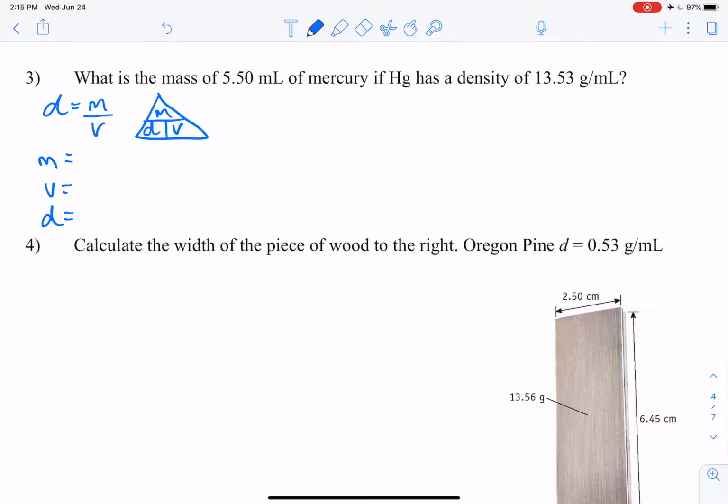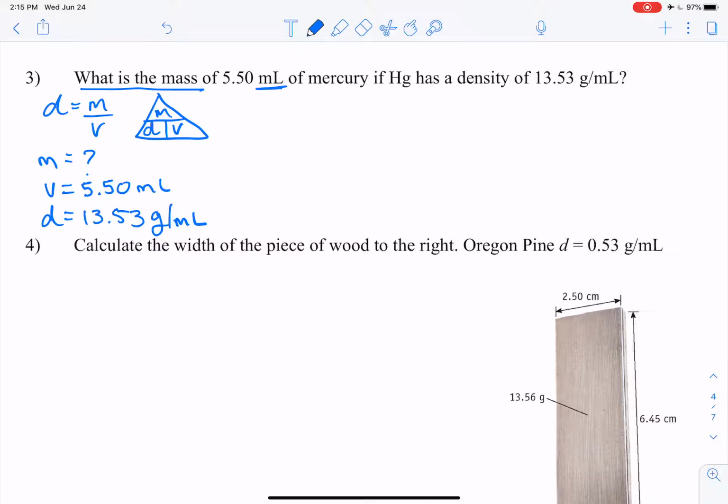Do we have the mass? No, the question is asking for the mass. What is the mass? And volume. Well, milliliters is a unit of volume, so that's going to be our volume. And our density is 13.53 grams per milliliter.